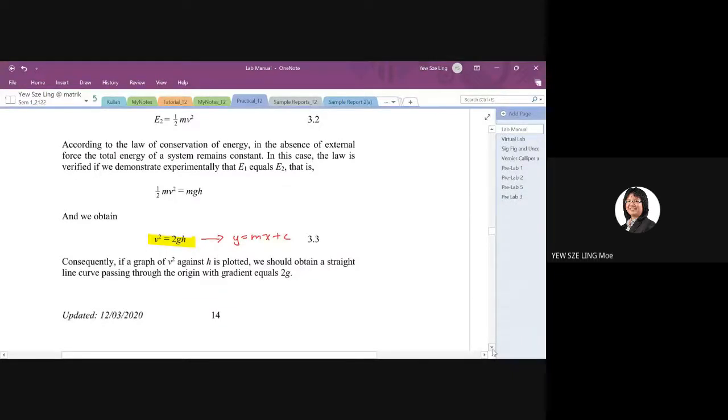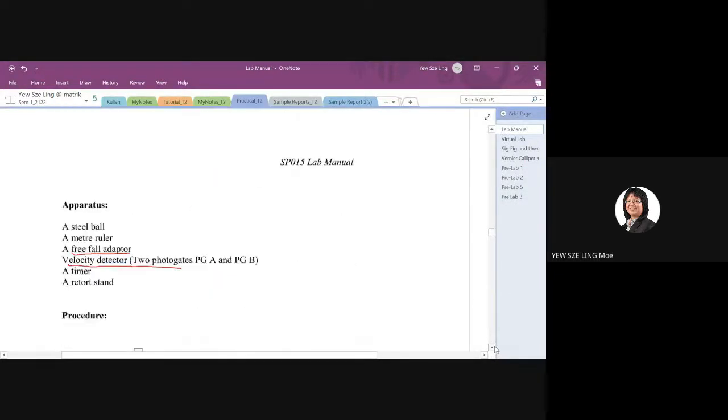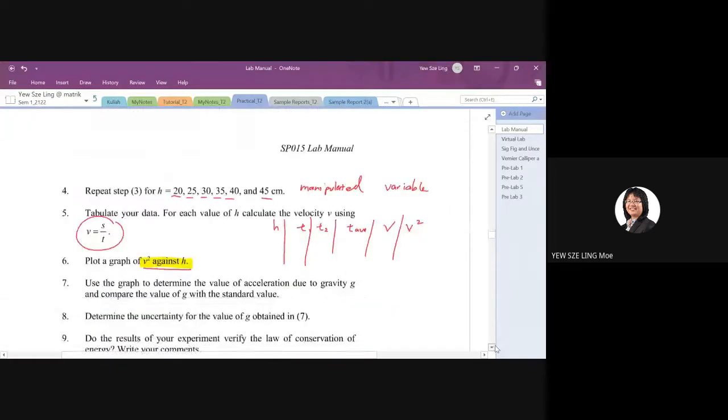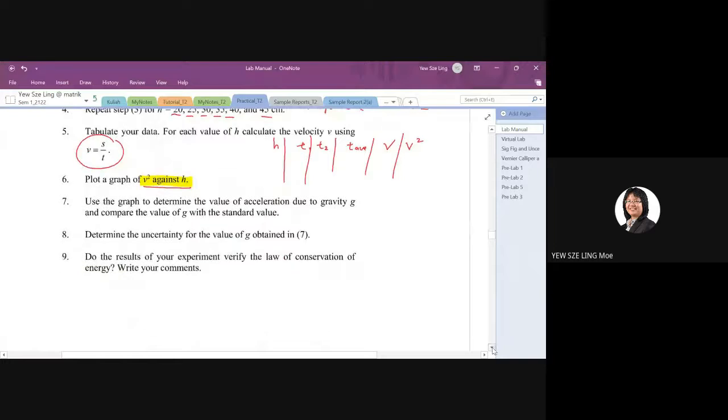After that, the step is exactly the same as what we have learned in experiment 2a. By comparison, you try to identify which part of the equation represents the gradient. Then from there, you determine the value of g. After you determine the value for g, step number 8, you can skip it. You don't even have to write it.